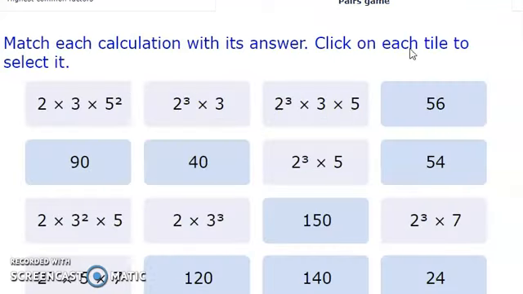Now here you have questions to practice, and you have to match these: 2, 3 and 5 square. 5 square is 25, times 3 is 75, times 2 is 150. So this will match with this. 2 times 3 times 5 square will be 150.